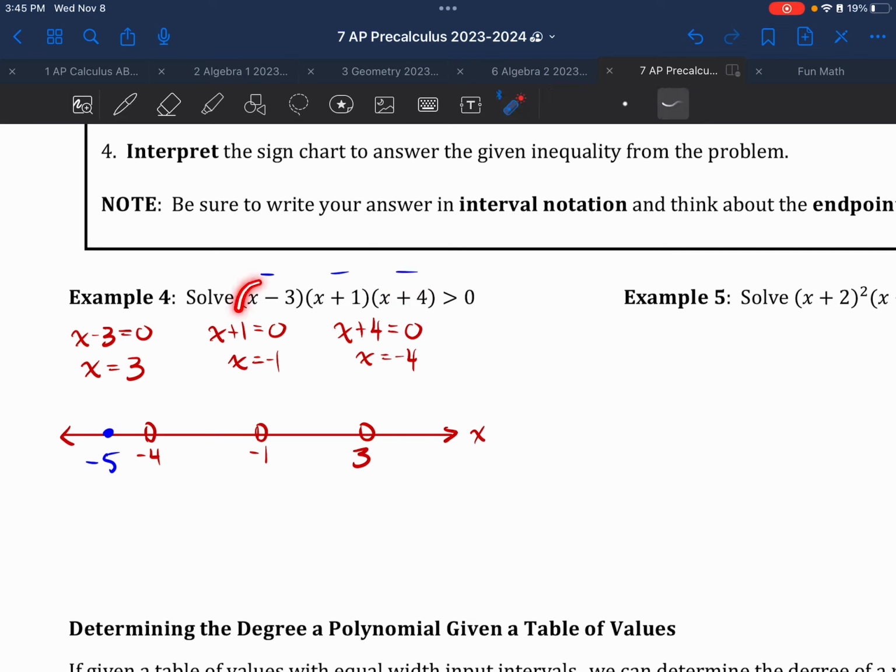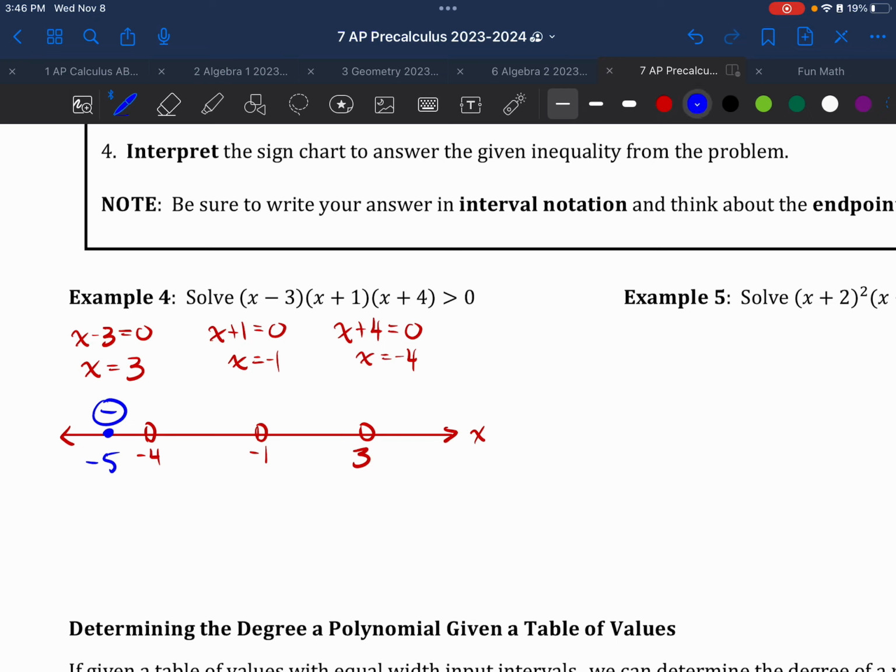When I multiply these three negatives, what's a negative times a negative times a negative? Well, negative times a negative is a positive, and a positive times a negative is a negative, which means we will write on our sign chart over here, this is a negative. I'll write that above. Okay, then we do the same thing. I'm going to erase this.